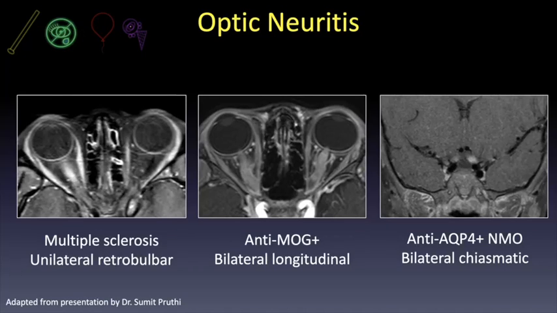Demyelinating disorders can show differing characteristic patterns of optic nerve involvement. For example, multiple sclerosis tends to present with unilateral retrobulbar nerve inflammation. Anti-MOG demyelination presents with bilateral longitudinally extensive lesions, and anti-aquaporin 4 positive NMO tends to present with bilateral chiasmatic involvement.